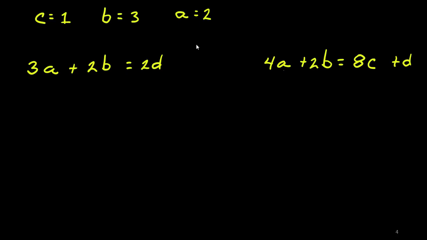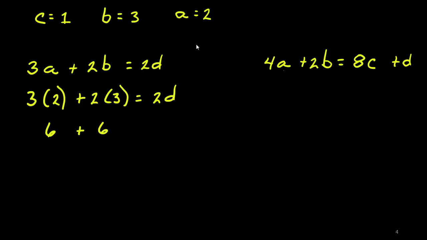So this is going to be 3 times A, and A is 2, so I'll write a 2 there. Add 2 times B, that's going to be 2 times 3, equals 2D. 3 times 2 is 6, plus 2 times 3 is 6, equals 2D. This is 12 equals 2D, and at that point I can divide each side by 2 and get 6 equals D.